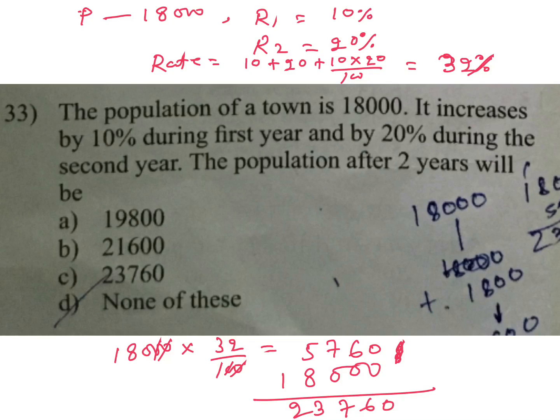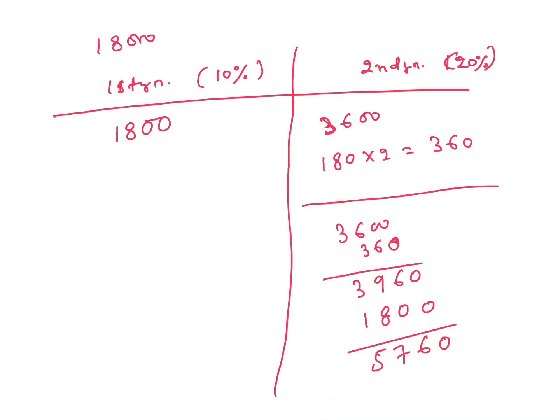You can use table method also here. This is very simple table method. For first year it's 10%, for second year it's 20%. Two columns you can write. For first year initial amount is 18,000. 18,000 10% you will get 1800. So here you will get 1800, and for second year it's 20%.